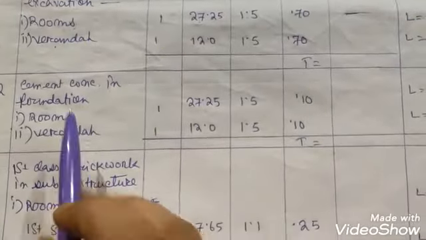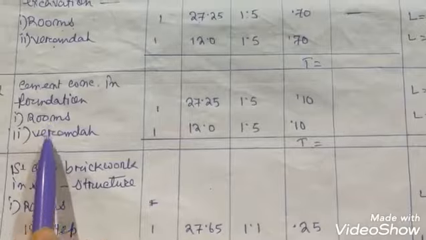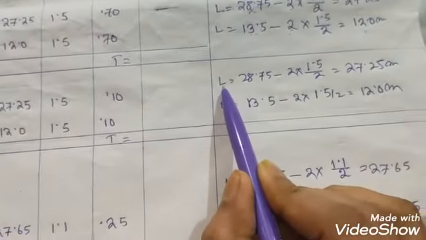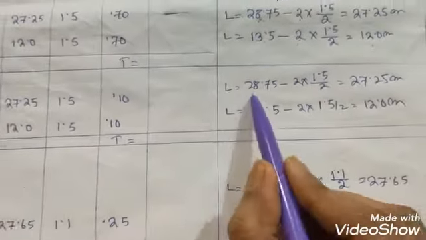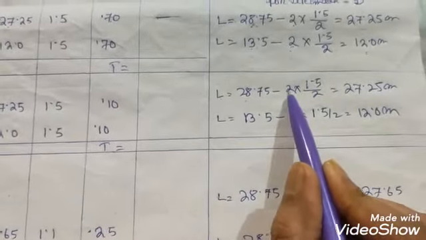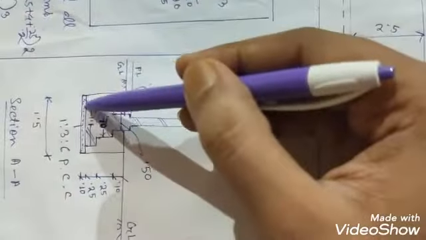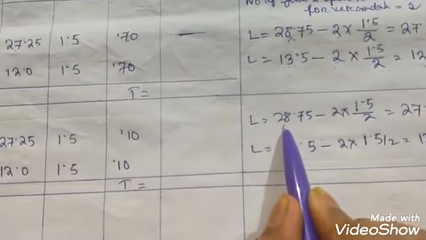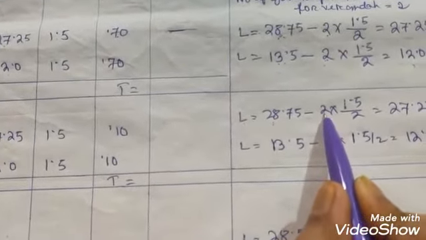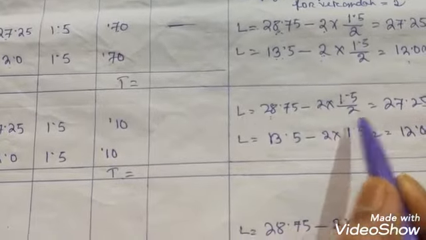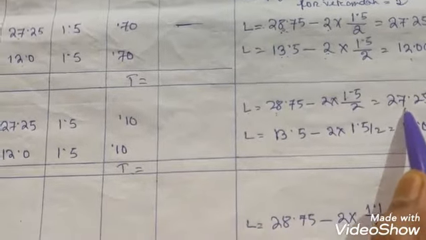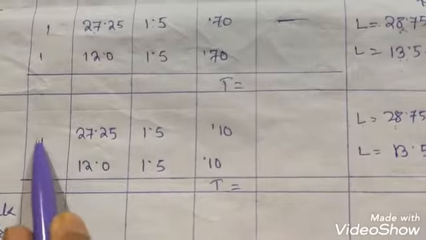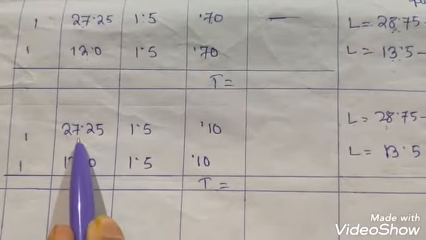Number 2 is cement concrete in foundation. Again for the rooms and the veranda we will calculate separately. So again, length of cement concrete in foundation for the rooms is center to center length minus number of junctions into breadth. Breadth of the cement concrete bed is similar to the earthwork in excavation, it is 1.5. So center to center length of the rooms minus number of junctions into breadth 1.5 divided by 2 comes out to be 27.25, just like the earlier case. So number is 1, 27.25.